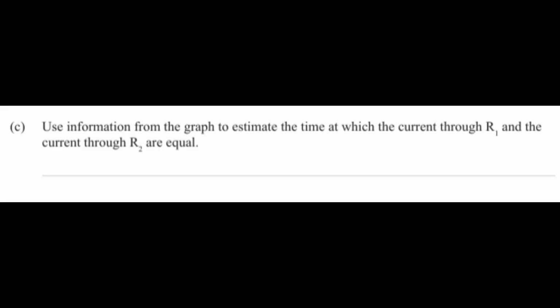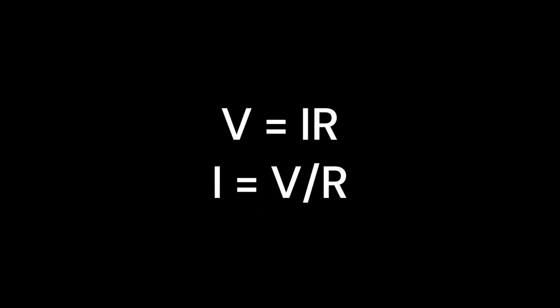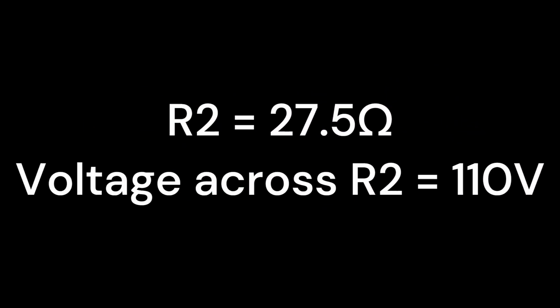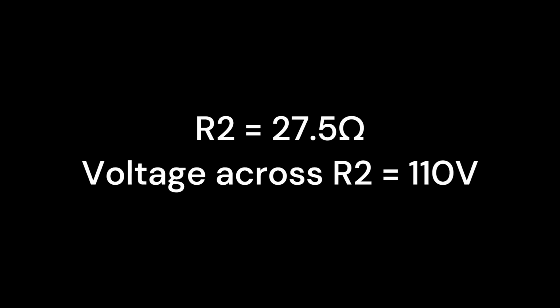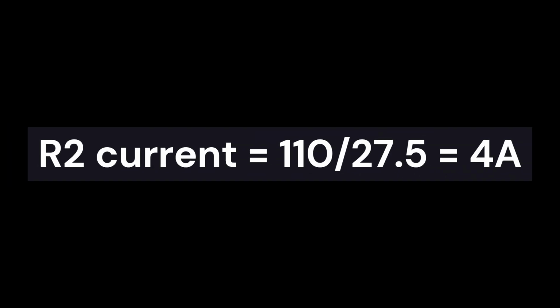internal resistance. Question 4c. Use information from the graph to estimate the time at which the current through R1 and the current through R2 are equal. V equals IR, so I equals V over R. The resistance of R2 is 27.5 ohms, and the voltage across R2 is 110 volts. The current through R2's branch is 4 amps.